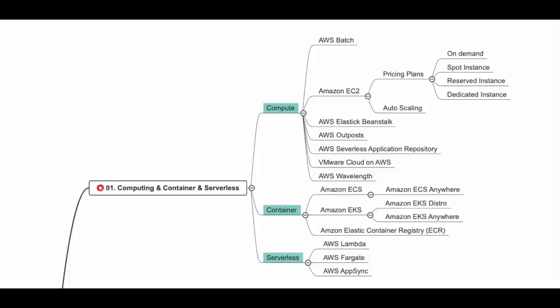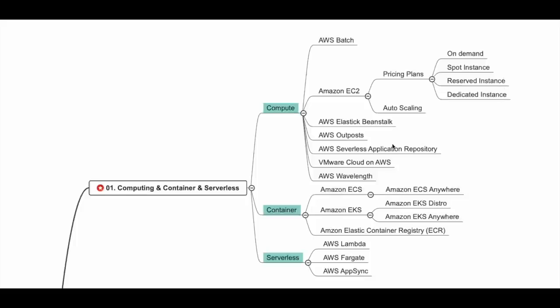First of all, in Compute, Container, Serverless, EC2 is the most important service. It is a server provided in the form of IaaS. When it comes to EC2, you need to understand the 4 pricing plans that vary by EC2 type. You also need to understand the auto-scaling settings for high availability of your service. We will look at other services one by one in later lectures.